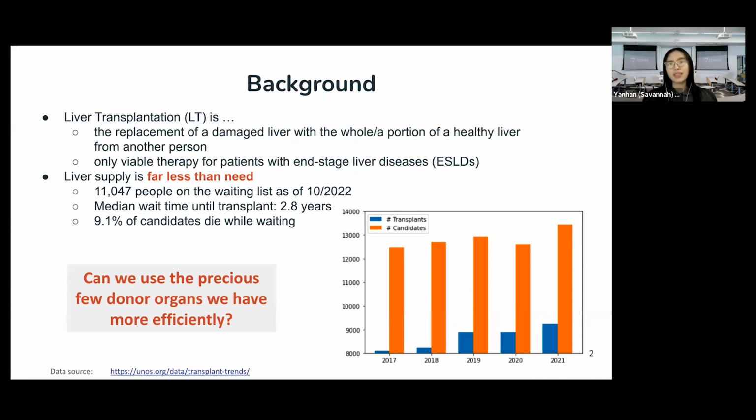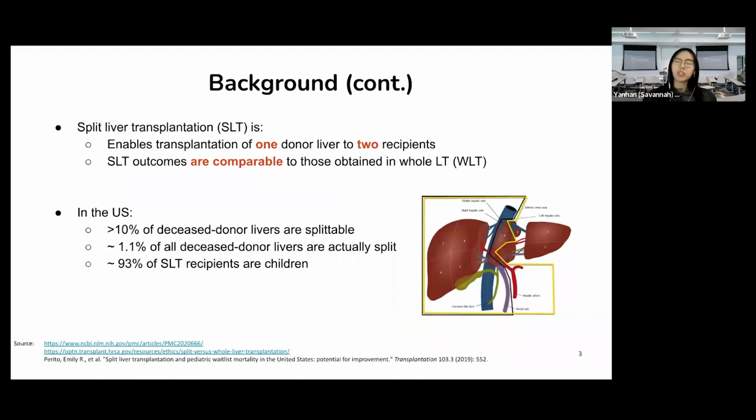So a natural question to ask is, can we use the organs we already have more efficiently? The answer is yes. One way to achieve that is to use split liver transplantation more often. SLT saves 2 lives using 1 donated liver. Recent study shows that SLT outcomes can be comparable to those obtained in the traditional whole liver transplantation method. In the US, more than 10% of deceased donor livers are splittable, but only 1% of them are actually being split. And the majority of splitting is done to save children's lives.